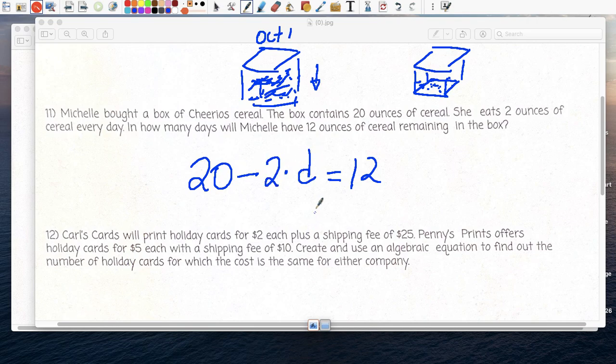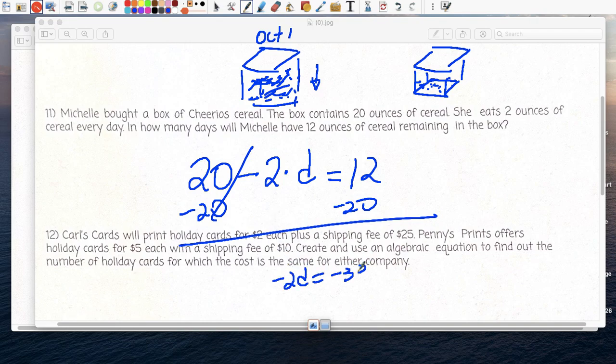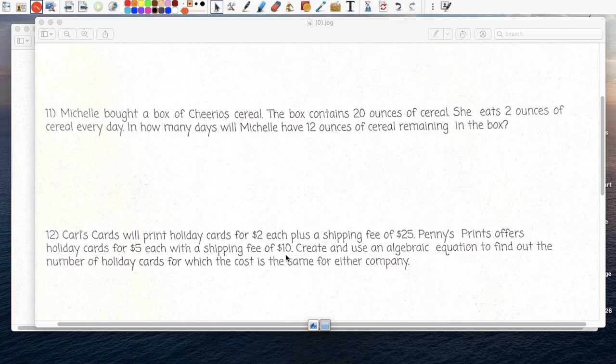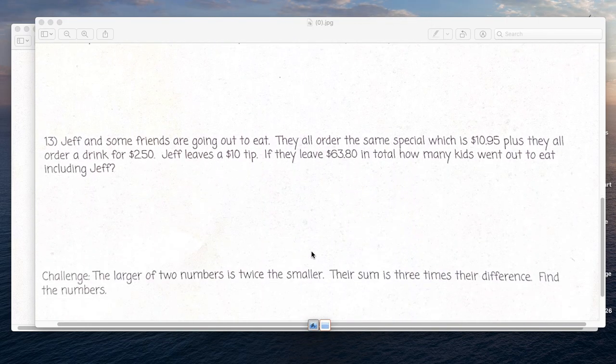That's our equation. 20 minus whatever you lose per day, minus 2 ounces per day, is going to be 12. So in how many days will you reach 12? Well, let's do minus 20. Minus 20, that goes away. We get negative 2d equals negative 8. Divide both sides by negative 2. Negative divided by negative is a positive, and negative 8 divided by negative 2 is positive 4 days. Again, if this was a test, you would definitely check. 12. Let's see what we buy.